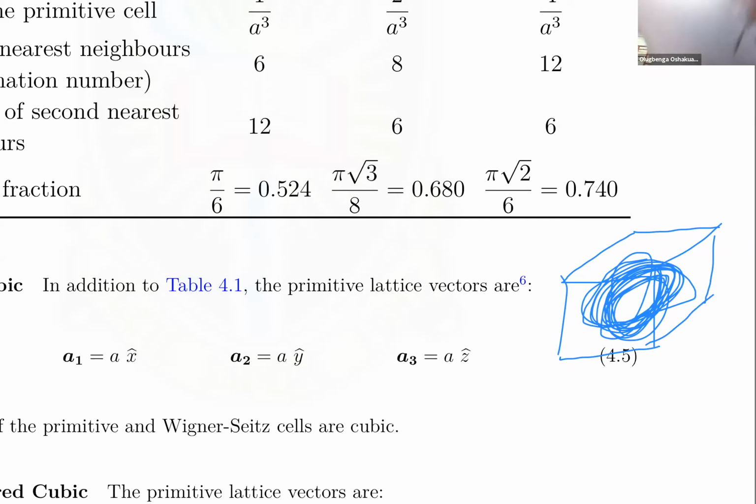I'm listening. What is the radius of the ball? If you want to answer the question, just answer straight away. A over two. Who is speaking, please?